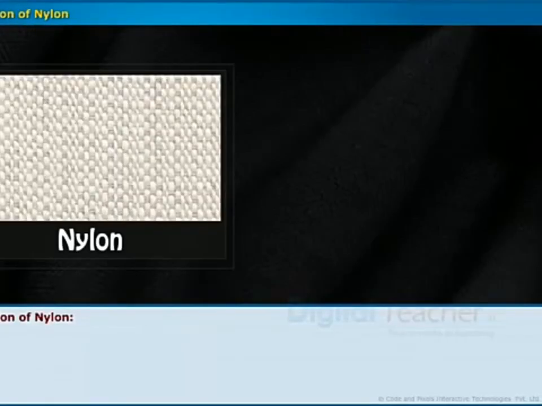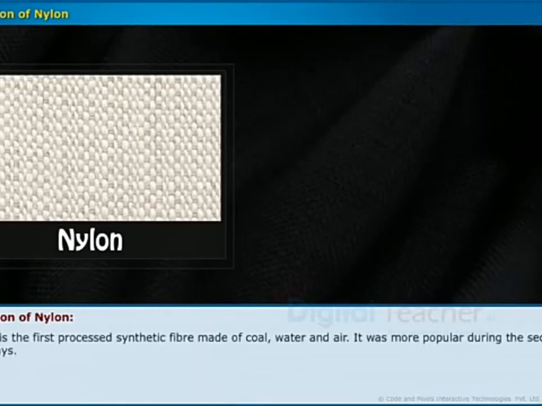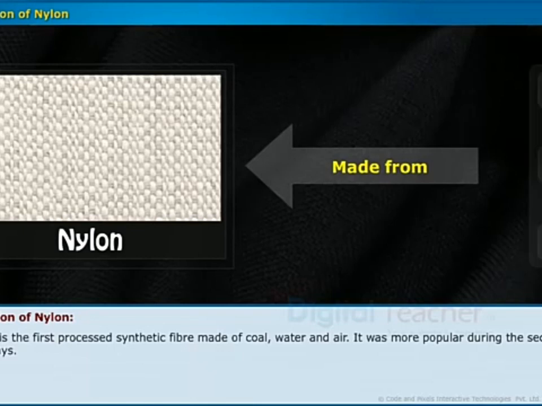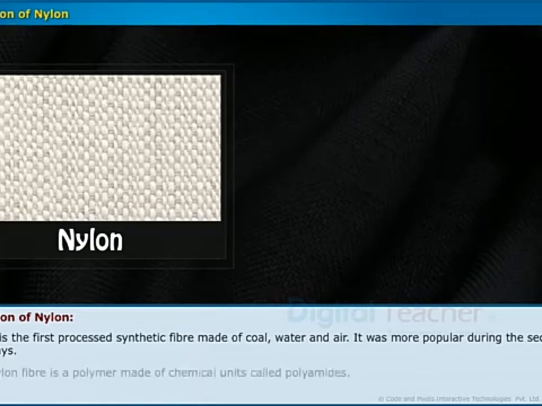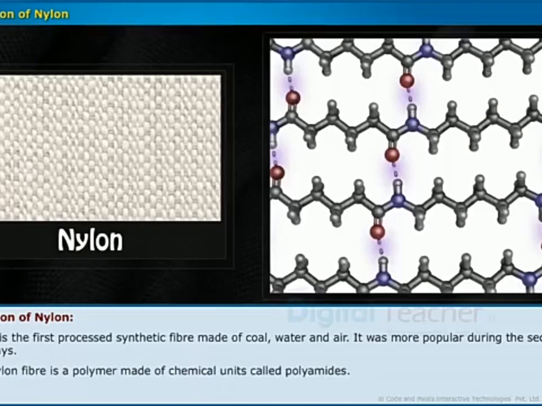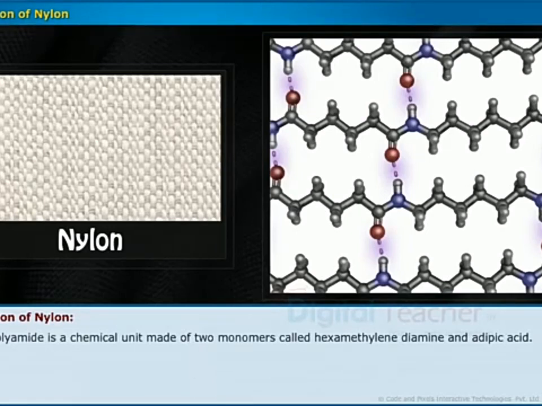Let us now discuss how nylon is prepared. Nylon is the first processed synthetic fiber made of coal, water and air. It was more popular during the Second World War days. The nylon fiber is a polymer made of chemical units called polyamides. The polyamide is a chemical unit made of two monomers called hexamethylene diamine and adipic acid.